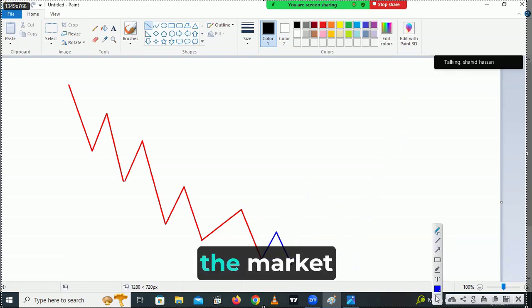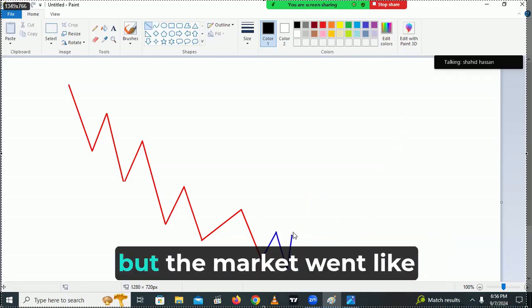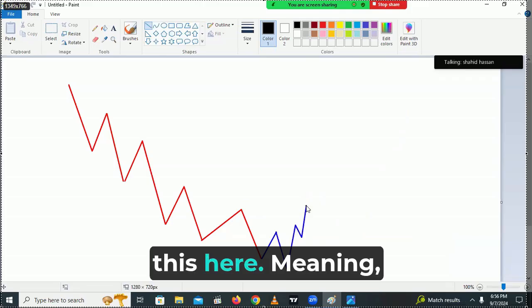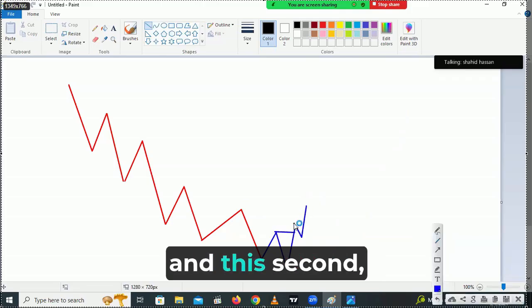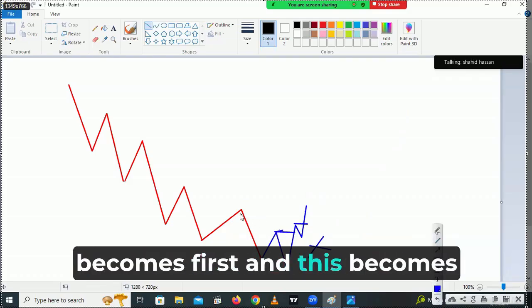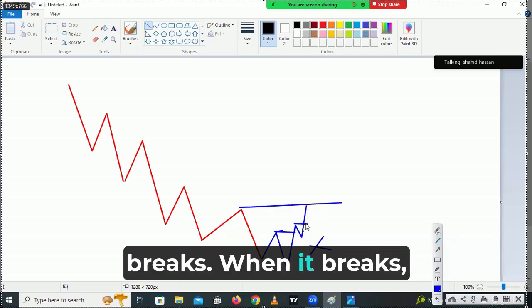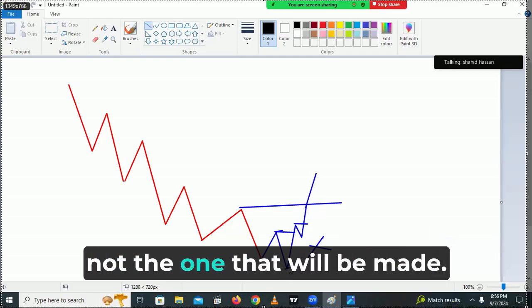Here, which one should you not take? For example, the market came here, it broke this low, but the market went like this here. Meaning you make this first and this second, then it is fake. It will become fake until this becomes first and this becomes second until it breaks it. It won't be ours until it breaks. When it breaks, then we should take this low, not the one that will be made.